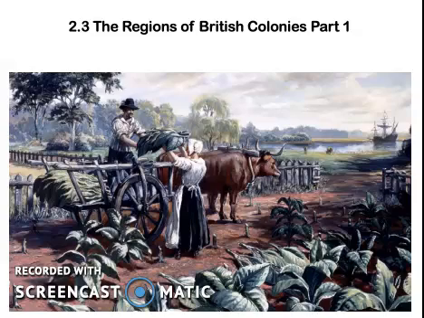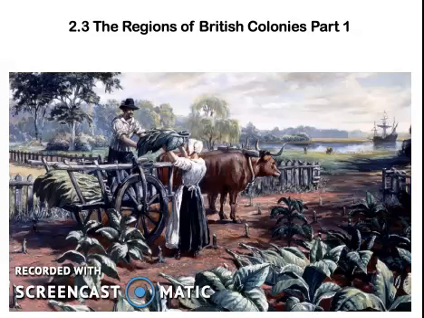Today, we're going to be looking at the regions in the British colonies. And this is going to take two different parts, so we can keep each one a little bit shorter. Now, last time we looked at the different major colonizers, so the French, the Dutch, and the British, and compared those to the Spanish.